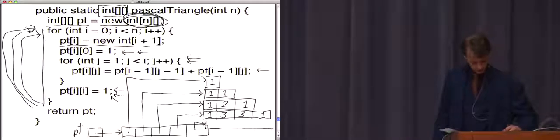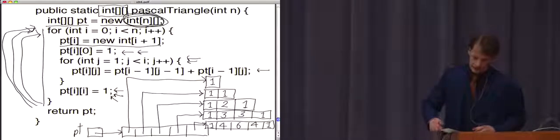I'll do this one more time. So we put a 1 in the left box. The next box is 1 plus 3 is 4, 3 plus 3 is 6, 3 plus 1 is 4, and put a 1 in that final box. And that's what our final array object will look like.